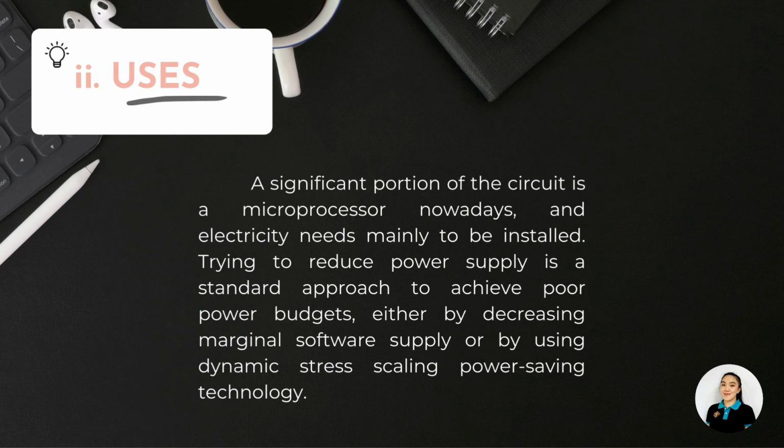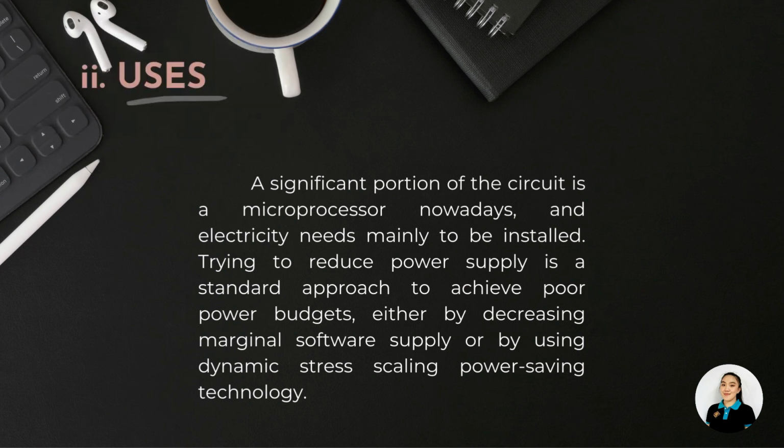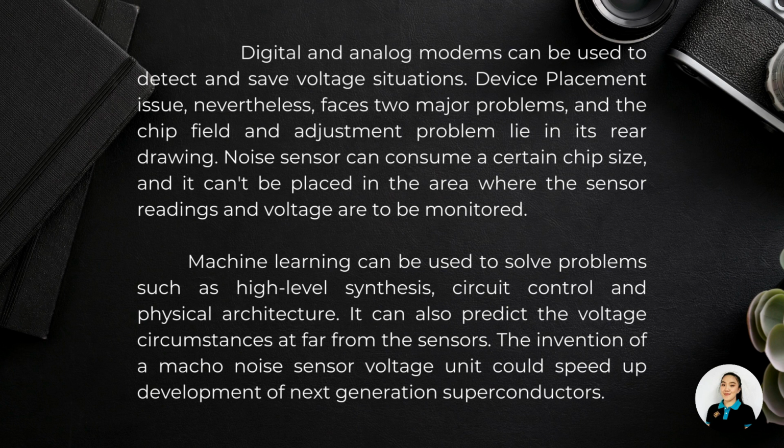So this instrument can be used for the maintenance and monitoring of home appliances. Digital and analog modems can be used to detect and save voltage situations. Device placement nevertheless faces two major problems, and the chip field and adjustment problem lie in its rear drawing. Noise sensor can consume a certain chip size, and it can't be placed in the area where the sensor readings and voltage are to be monitored.